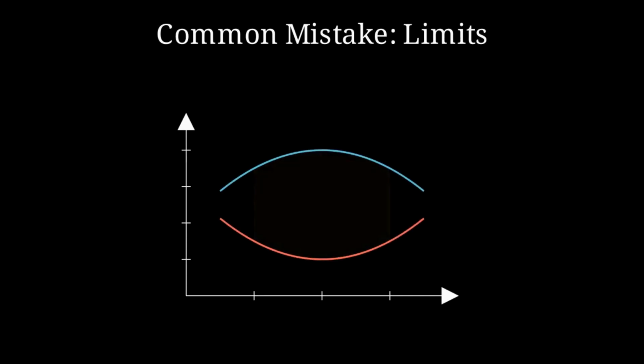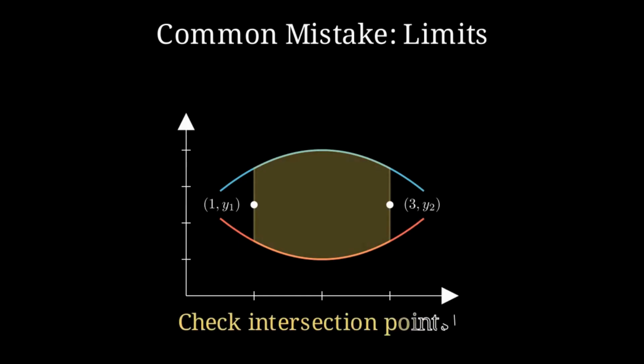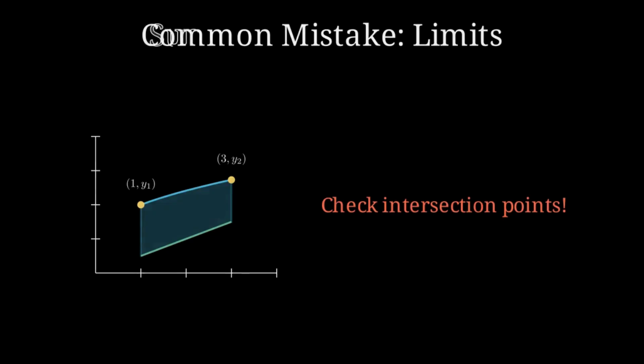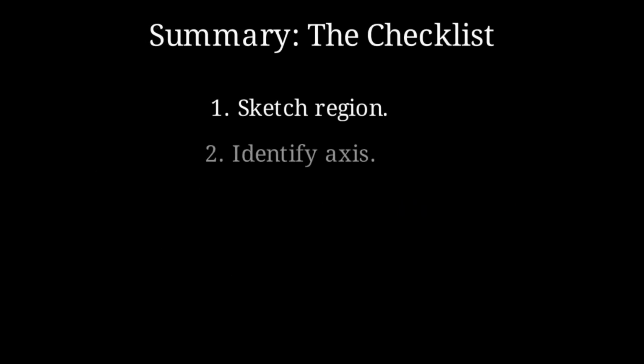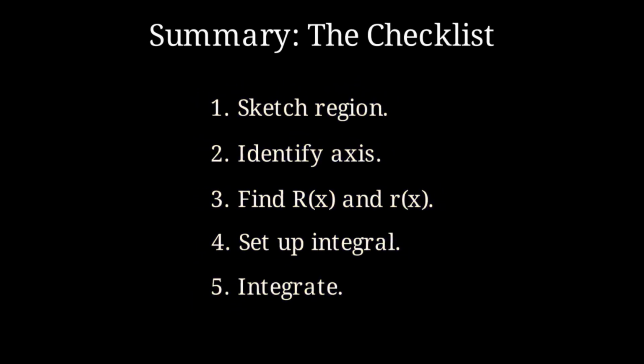If the bounds aren't given, set the two functions equal to each other to find where they intersect. Using the wrong limits will result in calculating the volume of a completely different solid. To succeed with the washer method, follow this checklist. Start with a clear sketch. Identify your axis and determine if it is above or below the region. Clearly define your outer and inner radii as distances, then set up and evaluate your definite integral carefully.